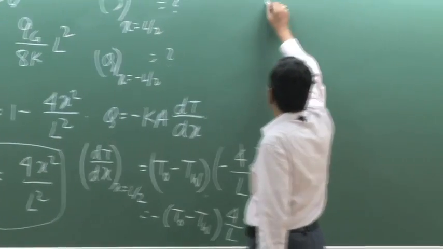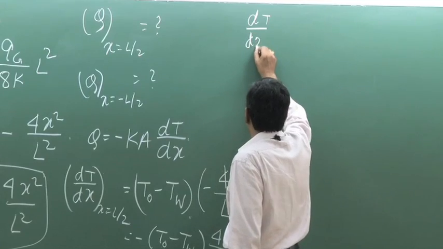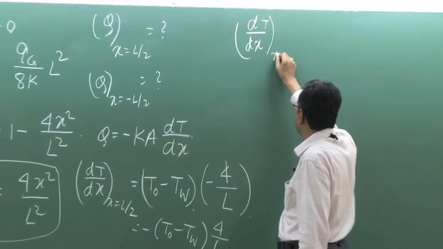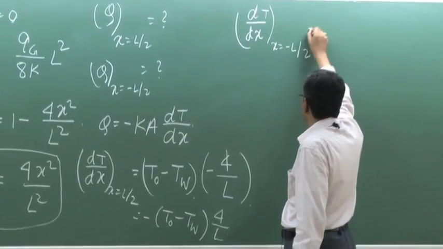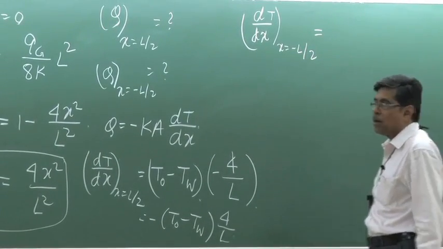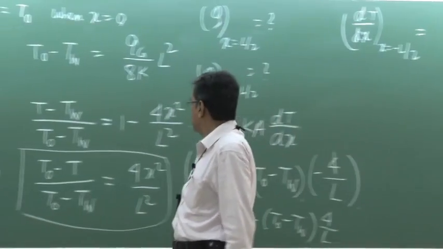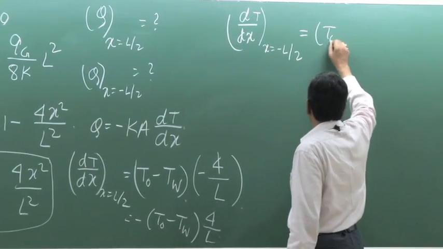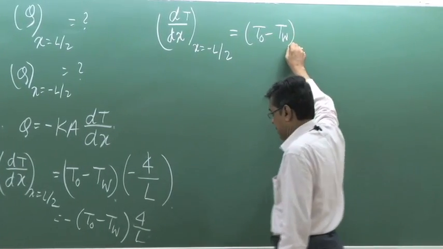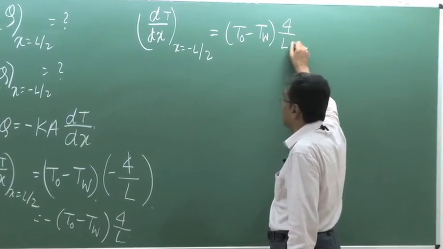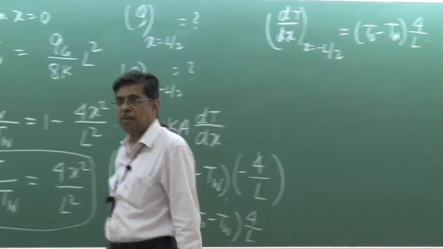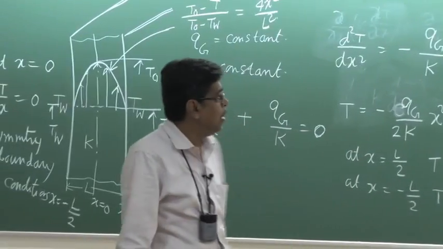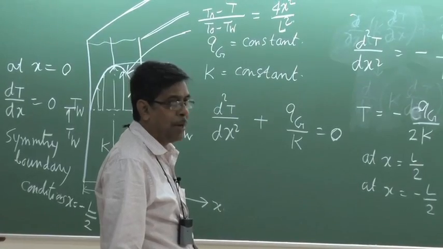Then what is dt dx at x is equal to minus L by 2? Try to find out the same thing but with a positive sign. That means T0 minus Tw into 4 by L. Okay, clear? 4 by L.